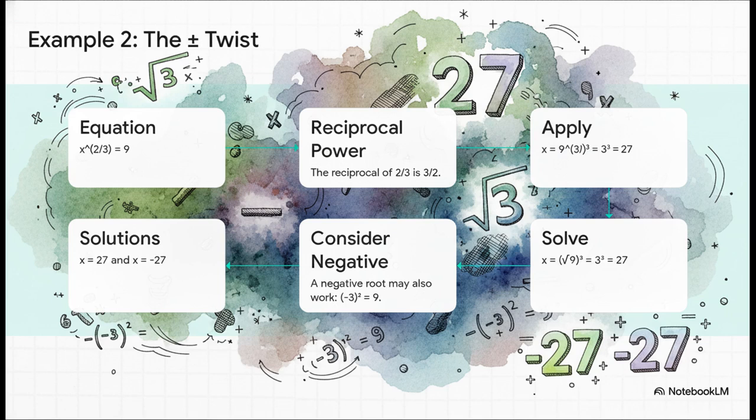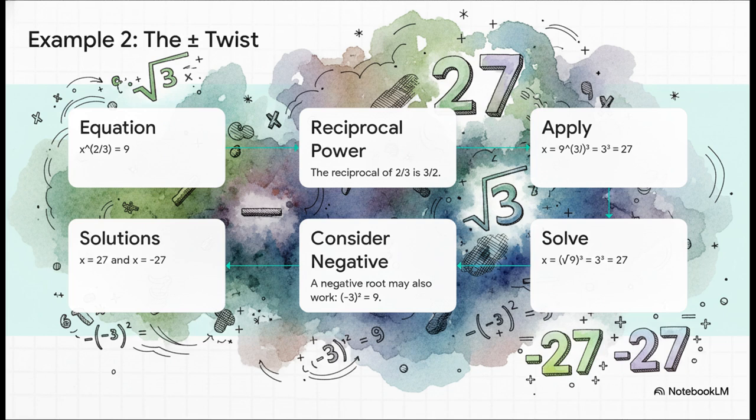Okay, let's go back to that original puzzle. x to the 2/3 equals 9. The reciprocal of 2/3 is 3/2, so we raise both sides to the 3/2 power. That gives us x equals 9 to the power of 3/2. We take the square root of 9, which is 3, and then cube it to get 27. But wait a minute, hold on.